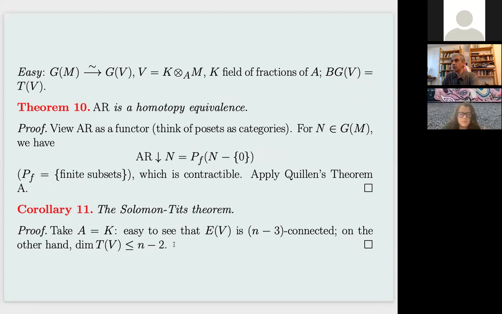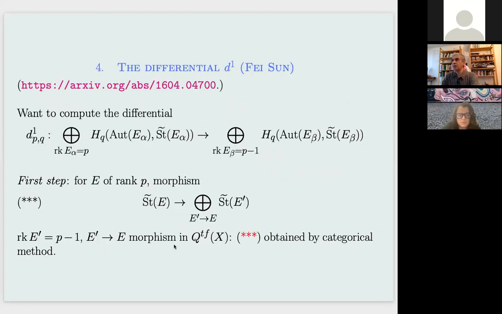Okay, so then the last thing I want to explain, and this is going to be very sketchy, is what Feysan does to compute this differential d1 in the rank spectral sequence. So this differential looks like this. It goes from this direct sum for modules of rank p to the same direct sum for modules of rank p minus 1. And here it's H_q, and here it's H_q also.